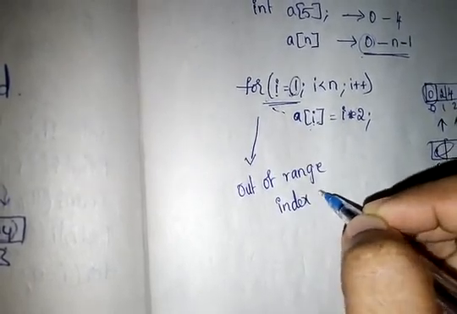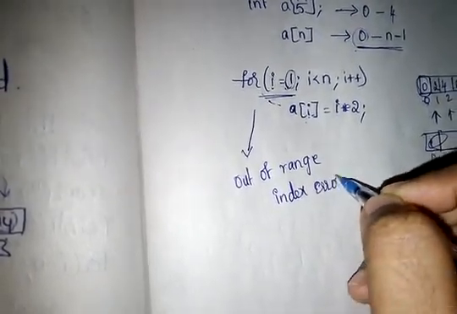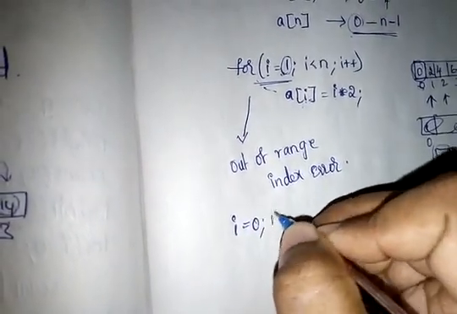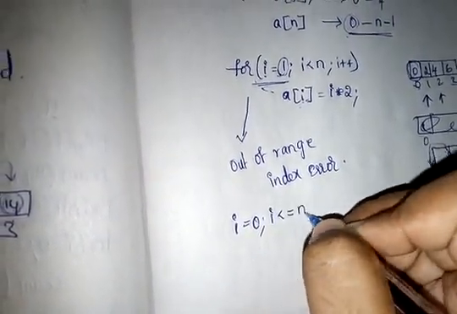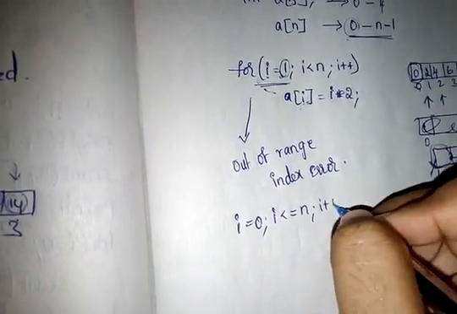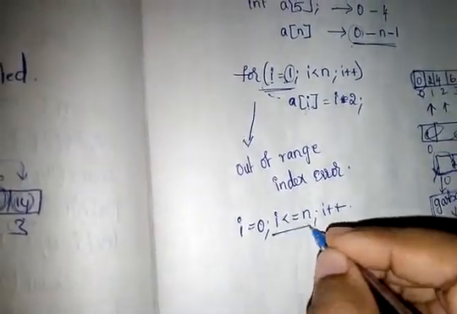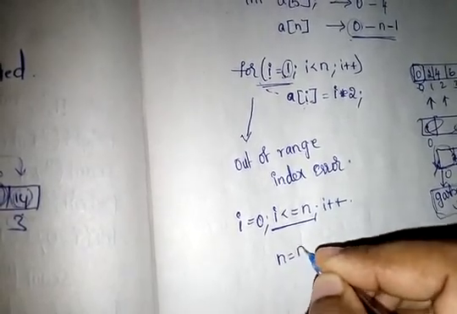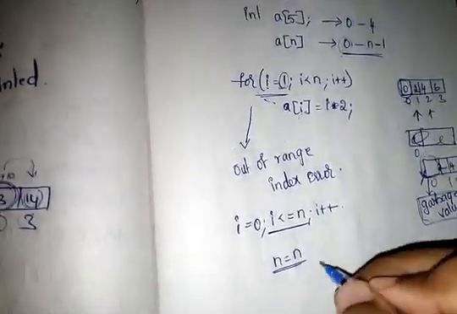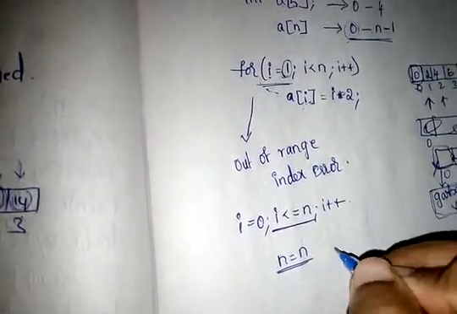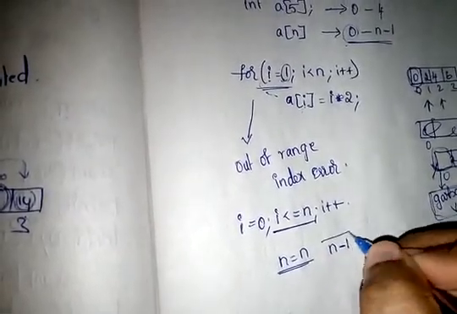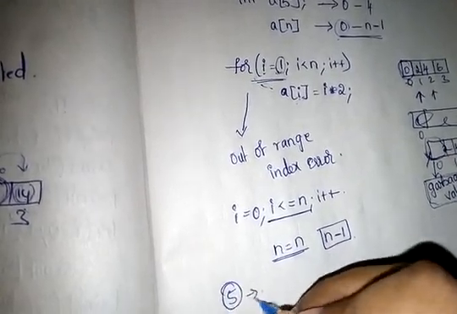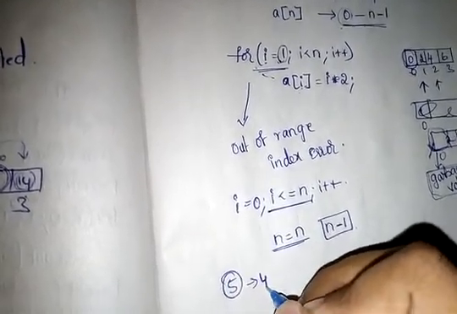And one more case is if you start at 0 and then write I less than or equal to n, I plus plus. So this expression will evaluate when I is equal to n, also the condition becomes true. But our last index will end with n minus 1 index. Say if n is 5, we'll get up to 4 as our indexes.